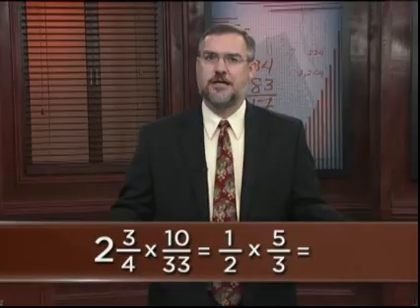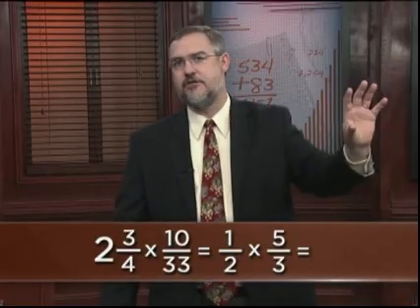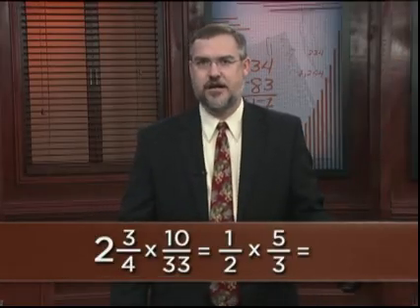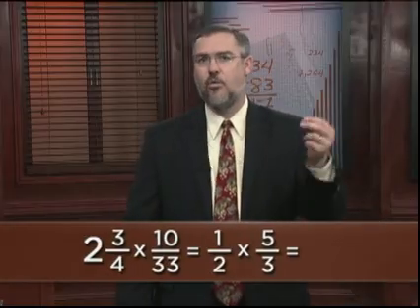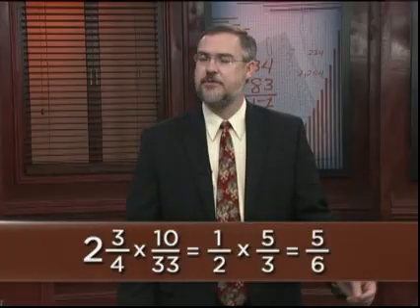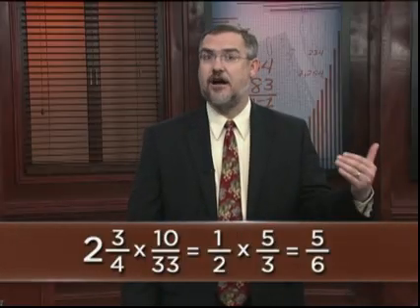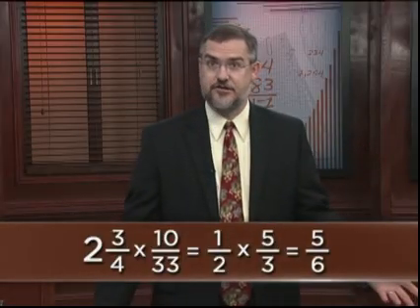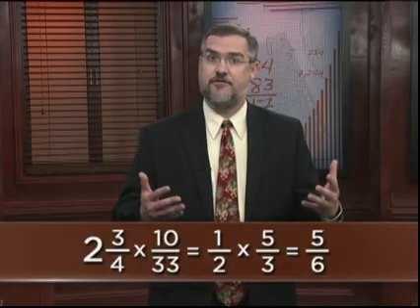Now we can do the multiplication, multiplying the numerators together, multiplying those denominators together. And when I do, I'm going to have 1 times 5, which is 5, and 2 times 3, which is 6. And our final answer then is 5 over 6. That's already in reduced form, and that's my final answer.